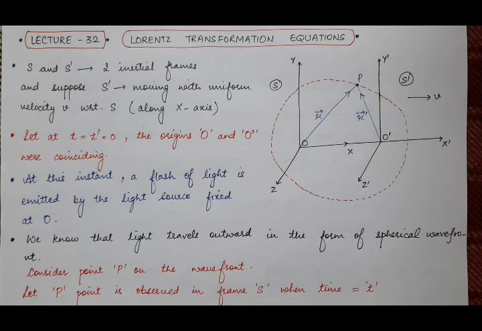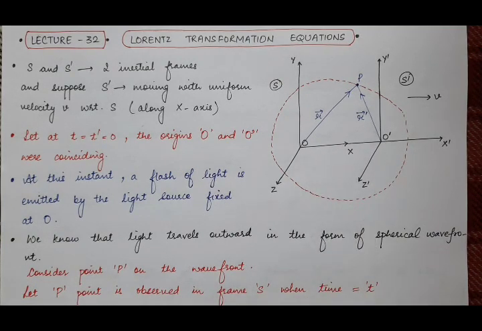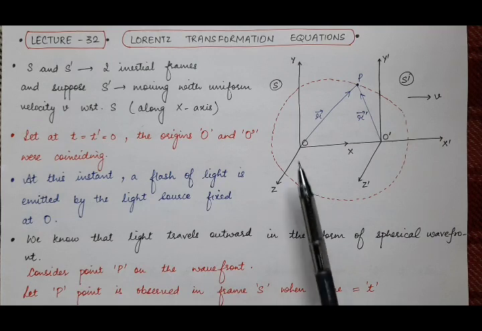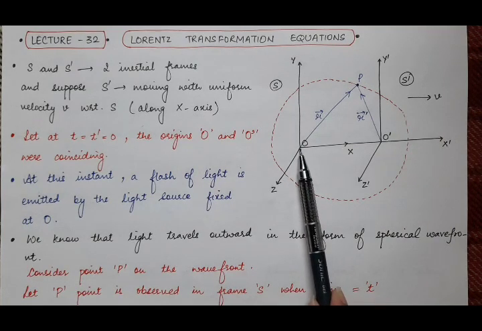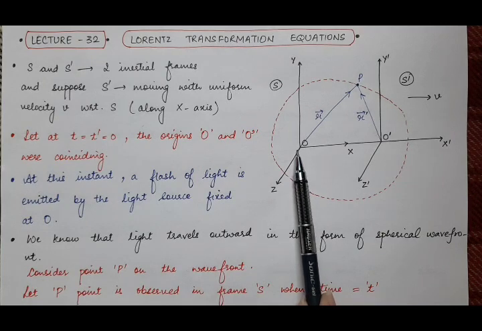And at the instant when O and O dash were coinciding, that is at time t equal to t dash equal to 0, there was a light source fixed at origin O, and that light source emits a flash of light. So at time t equal to t dash equal to 0, a flash of light is emitted by the light source which is fixed at origin O of frame S.